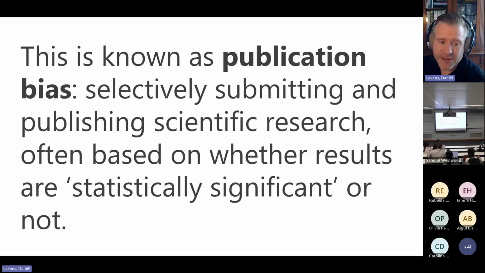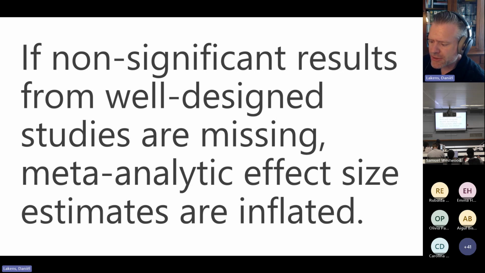Basically, we have a lot of evidence that there is publication bias. People selectively submit things that work out, basically because they're statistically significant. So if these non-significant results are missing, then, well, in the extreme case, everything that's in the literature is a type 1 error, and everything that's unpublished is a true null, and we should reach the conclusion that there's no effect. But because we only share the significant stuff, we basically fool ourselves about the presence of an effect.